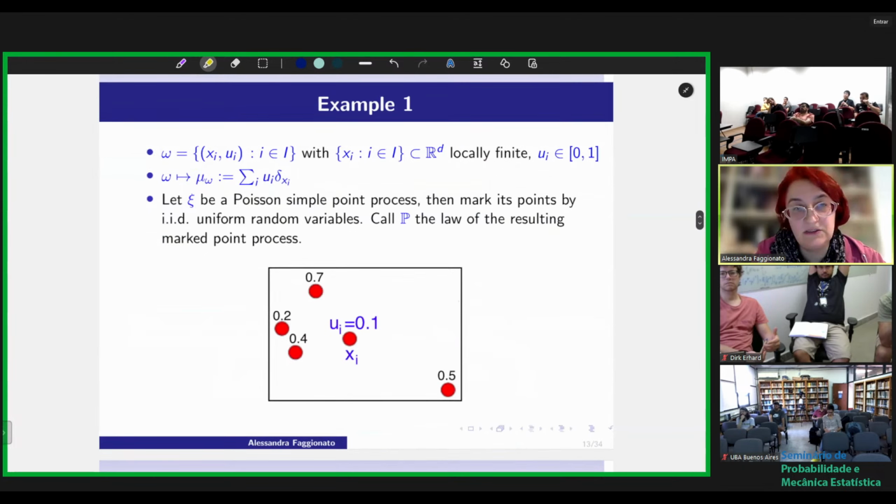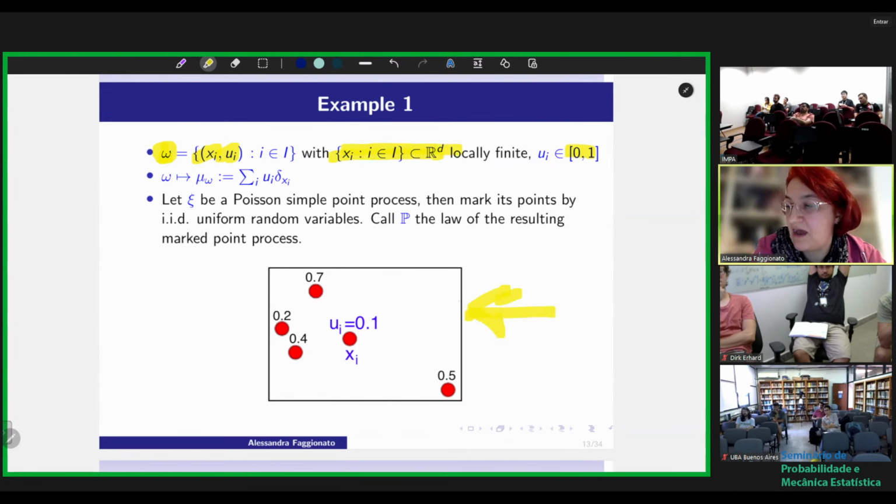Let us consider this example. Example 1. In this case, the elements of my probability space are marked simple point processes. More precisely, a generic element omega of my probability space is a family of pairs (x_i, u_i), where the x_i are in R^d and u_i are numbers in [0,1], and all the x_i form a locally finite subset of R^d. Here you can see a graphical representation.